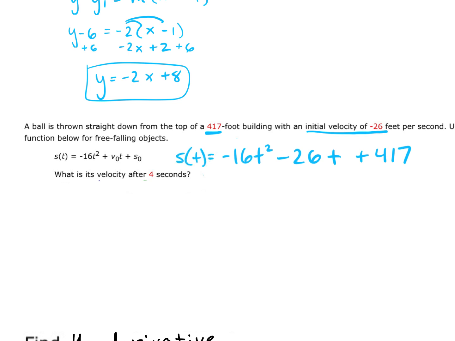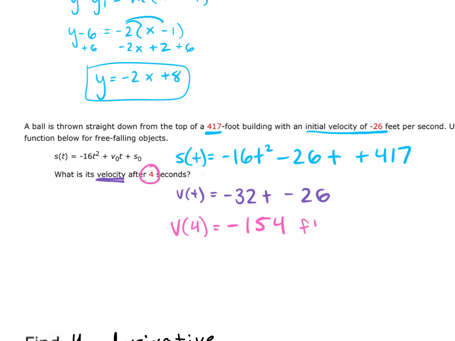So this is our position function. How do I find the velocity? What do I need to do? Take the derivative. We're going to take the first derivative. So when we take the derivative, we have negative 32t minus 26. So to find the velocity after 4 seconds, we're going to find v of 4 and plug 4 into our t's. So negative 32 times 4 minus 26. So negative 154. Negative 154 what? Feet per second. Awesome.